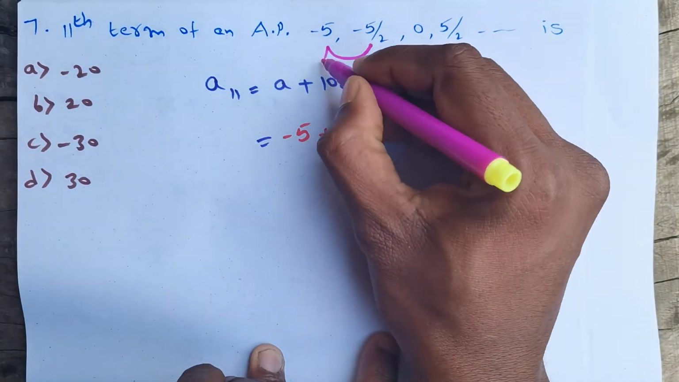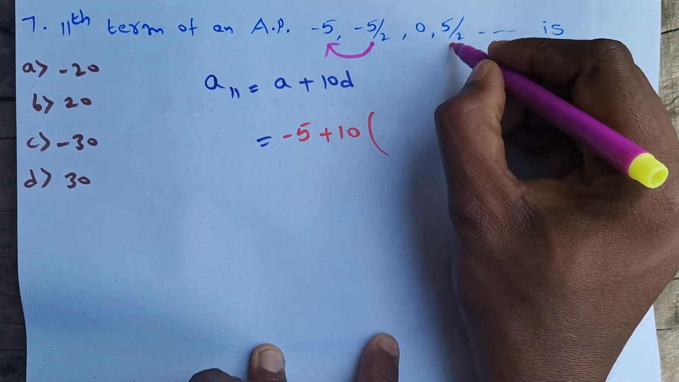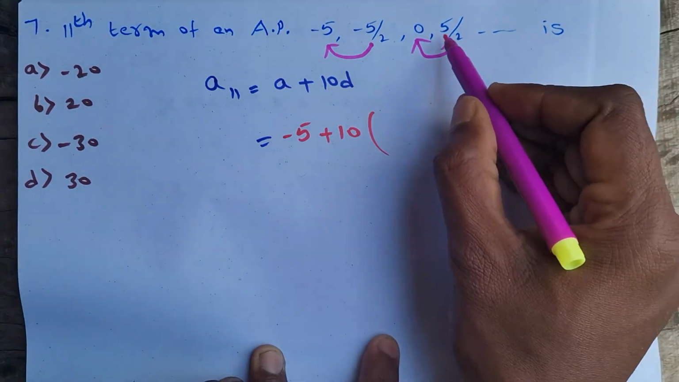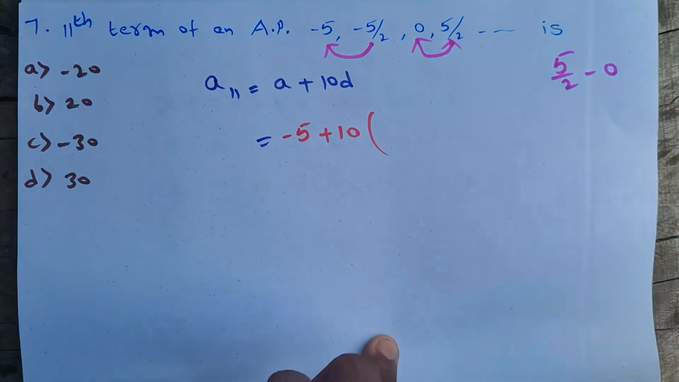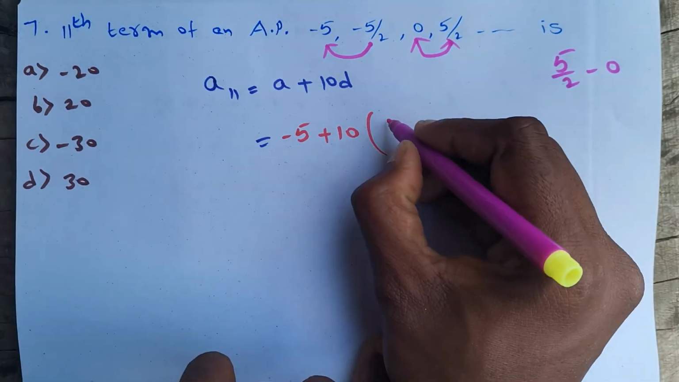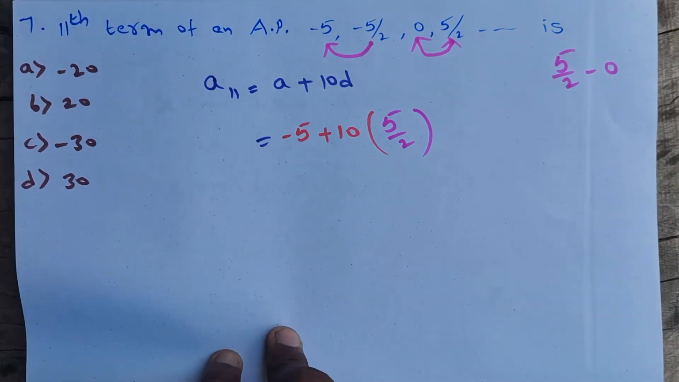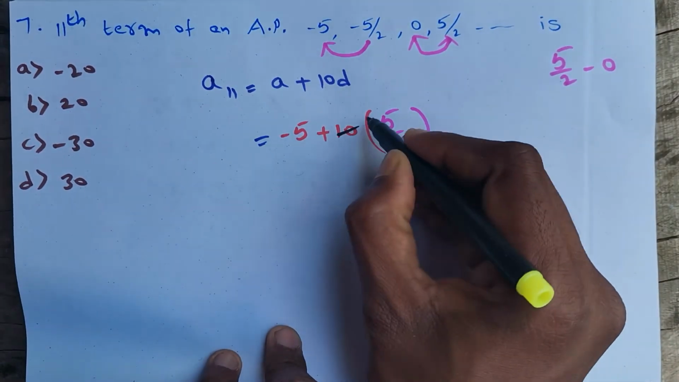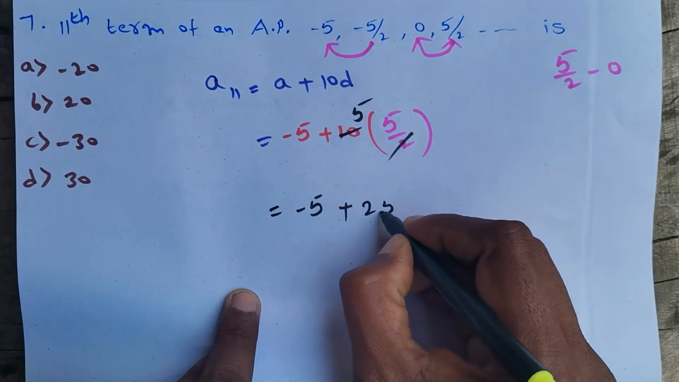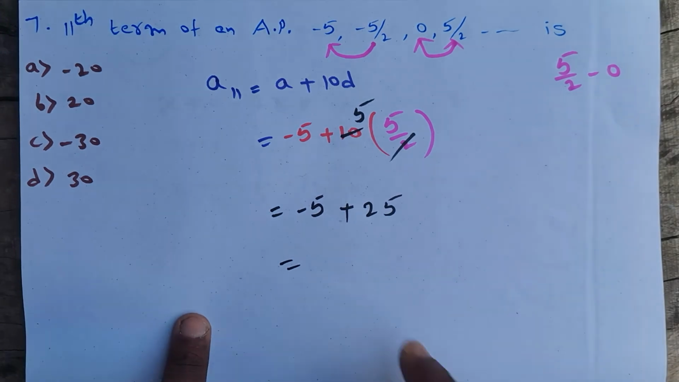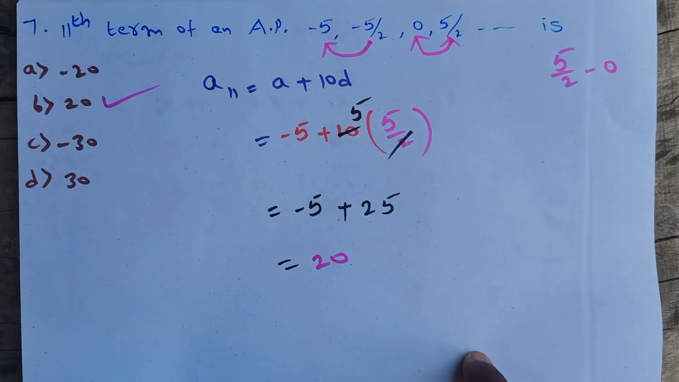If we do subtraction of these two, it is a little difficult. So for easy purpose, I am going with this 0 number. These two numbers I will do the difference now. 5 by 2 minus 0 is nothing but 5 by 2. So if we do cancellation, 2 ones are 2, 5 twos are 10, so we will get minus 5 plus 25. 25 minus 5 is 20. Then option B is the correct option.